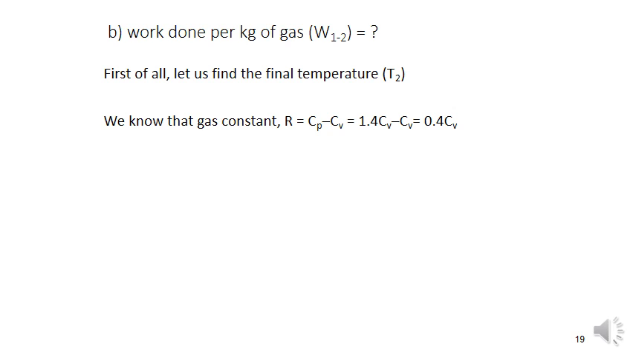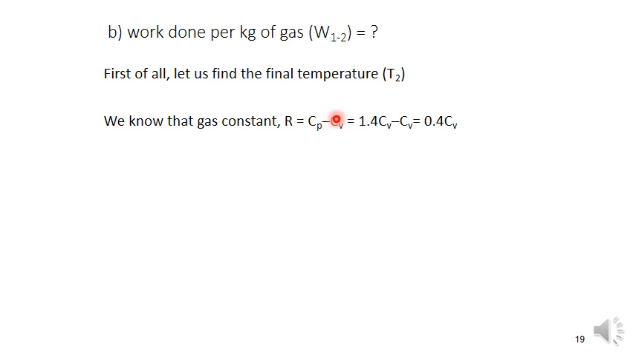Before calculating the final temperature, we know that R is equal to Cp minus Cv. Calculate the Cp value by using gamma equal to Cp by Cv. We will get one answer and substitute here, and in the problem they gave the Cv value also. We will get the R value, Cp value and Cv value. First calculate the Cp value by using the adiabatic index value.